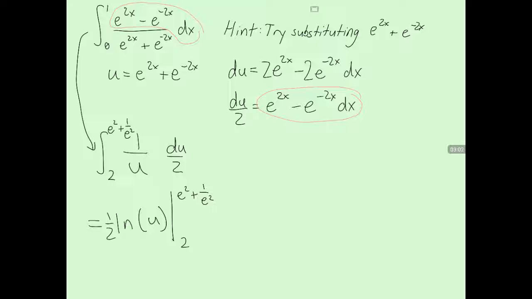positive values. So if we do evaluate this, then what we get is 1/2 times ln of e squared plus 1 over e squared minus ln 2. So this is our final answer for this definite integral.